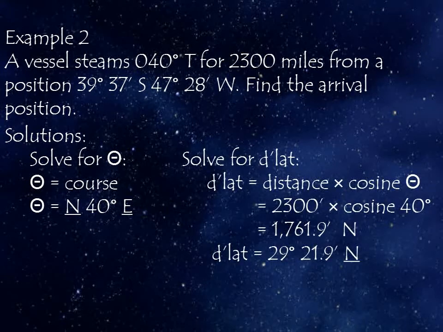Solve for difference of latitude. The formula is difference of latitude is equal to distance multiplied by cosine theta. Distributing the value, 2,300 minutes multiplied by cosine 40 degrees. The result is 1,761.9 minutes north. Converting it to degrees, difference of latitude is equal to 29 degrees 21.9 minutes north.